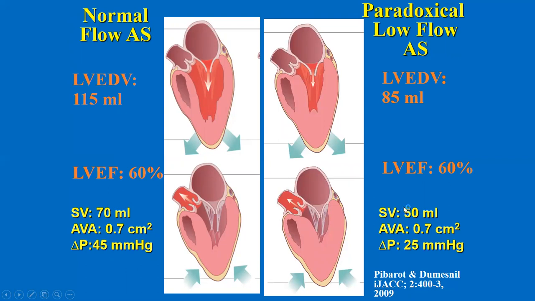In the second example, the stroke volume is diminished, and consequently, the pressure gradient is low. But even so, the aortic valve area, when calculated, is 0.7. And this is a presentation, again, with normal ejection fraction.